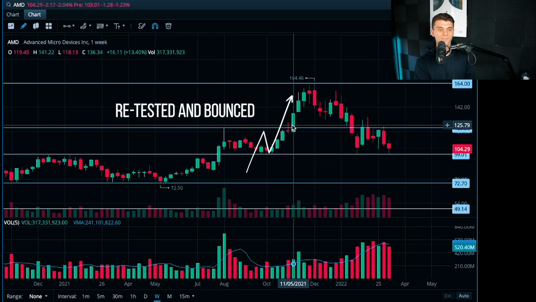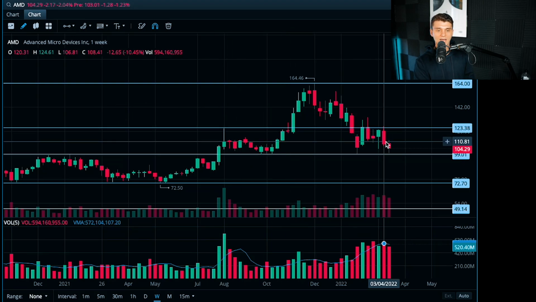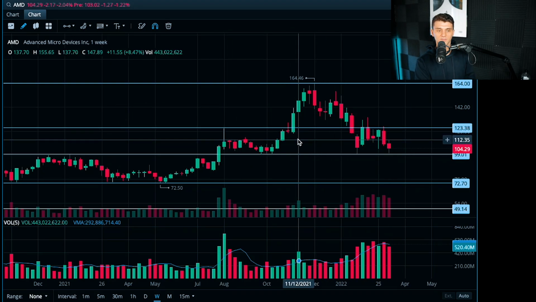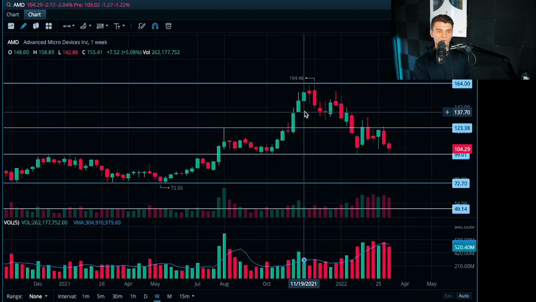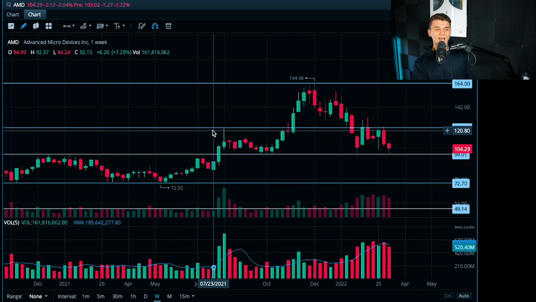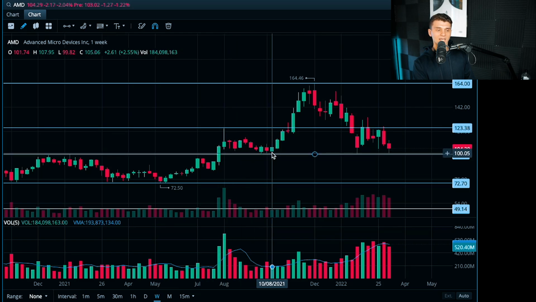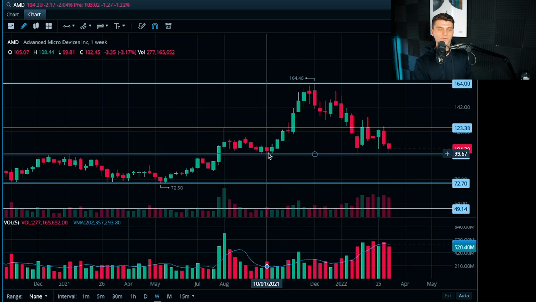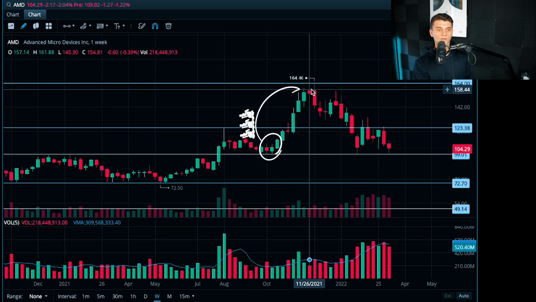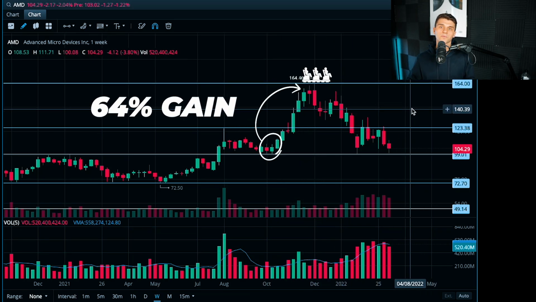We came all the way back up, tested our new all-time high, which is at that 123 level, and then look what happens. Once we break through 123, we see a major breakout to the upside. So had you waited for AMD to come back down and retest 100, even if you had just bought common shares of AMD, you could have had a 60% gain by buying at that retest of 100 and riding it all the way up to 164. That's a 64% gain on the stock alone, just the commons.